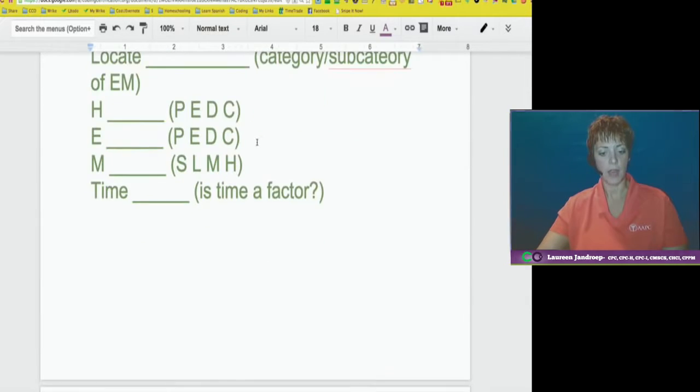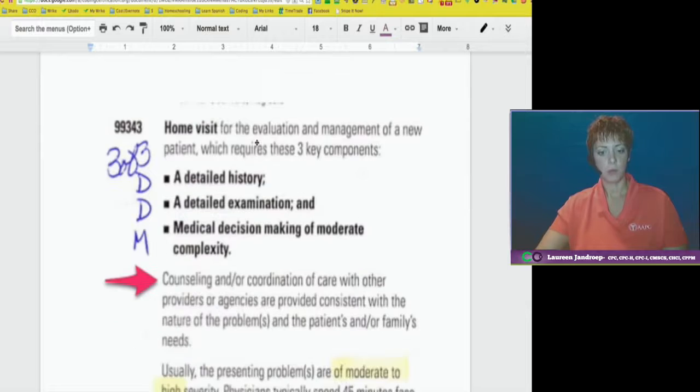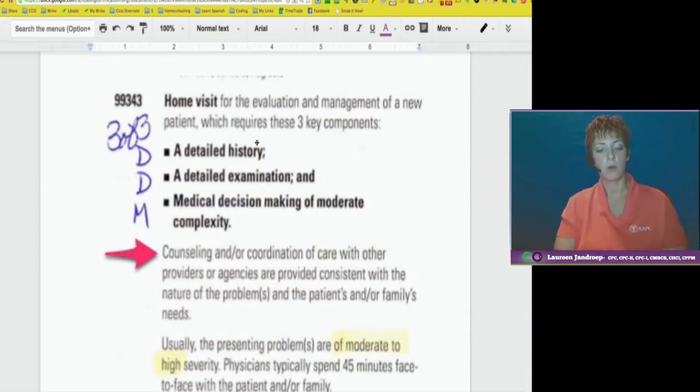So let me show you that. Here's a blown up view of one E&M code from my manual. And I just picked 99343. I'm hearing a little rustling there. So we've got 3 bulleted key components here. They always are the same for E&M. History will always be the first bullet. Exam will always be the second bullet. And medical decision making will always be the third bullet.